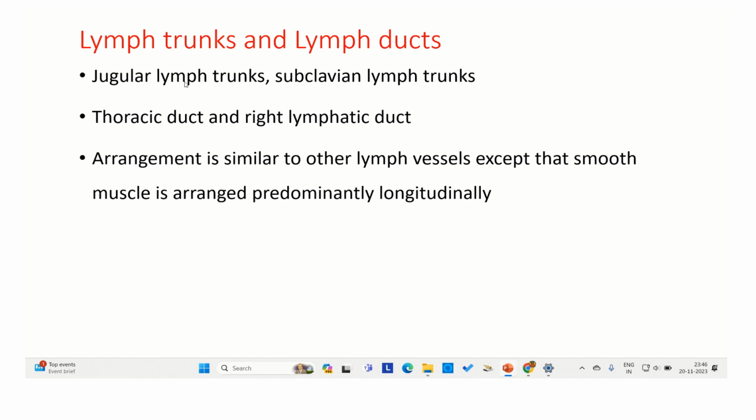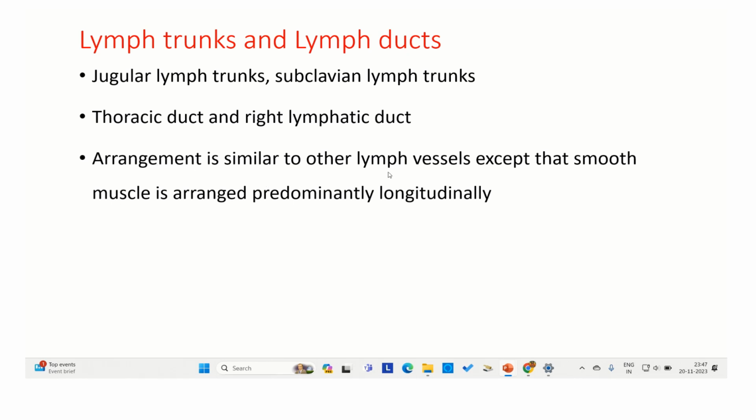So, lymph capillaries, then lymph vessels proper, then further larger structures like lymph trunks and lymph ducts. Jugular lymph trunks and subclavian lymph trunks are a few examples of lymph trunks. Then the lymph ducts: the right lymphatic duct and the thoracic duct. The thoracic duct is the largest lymphatic duct.